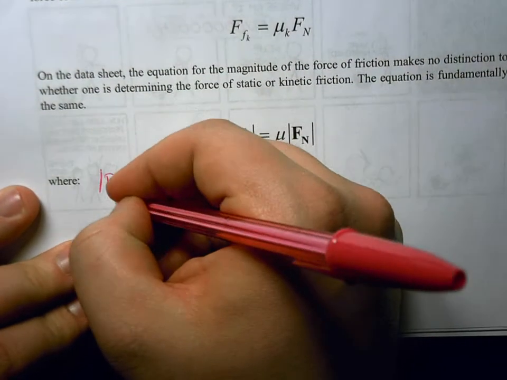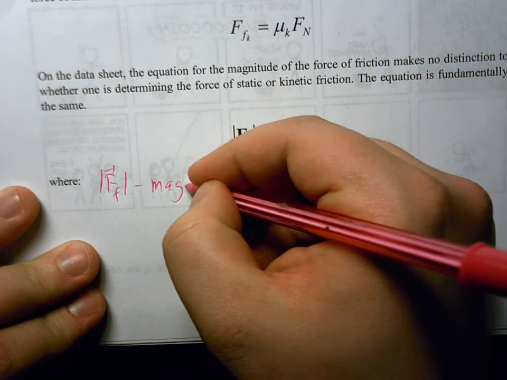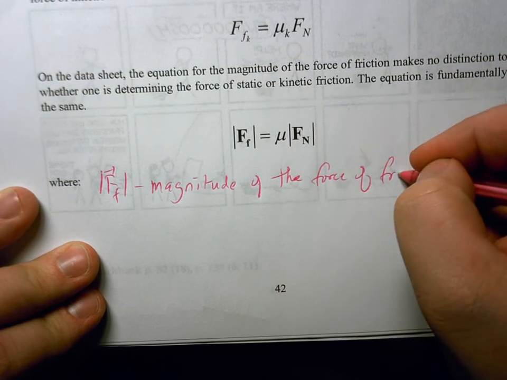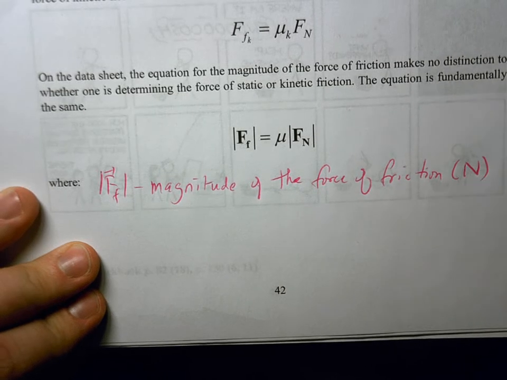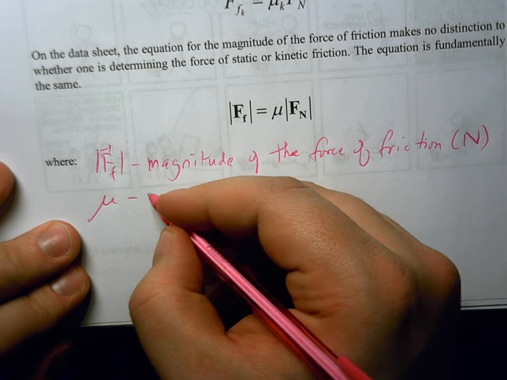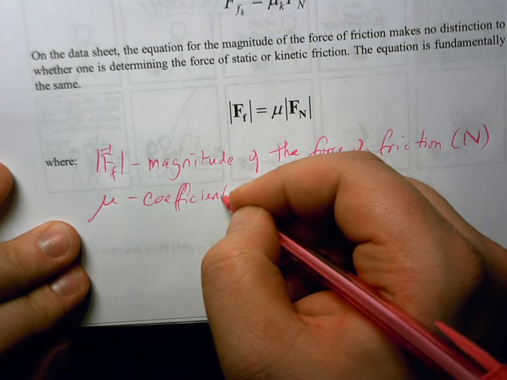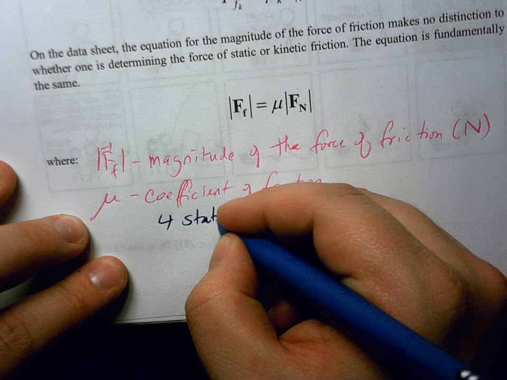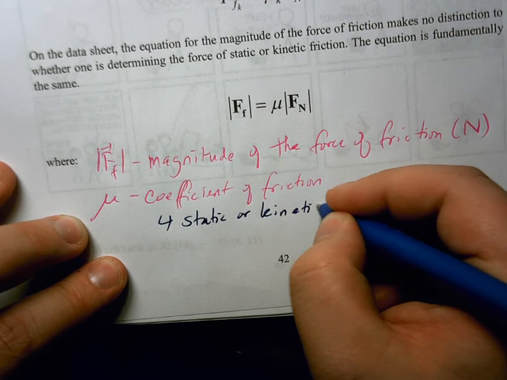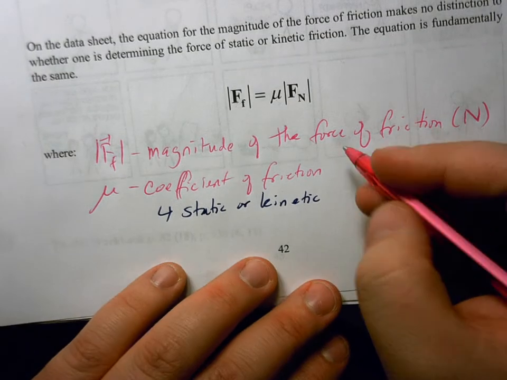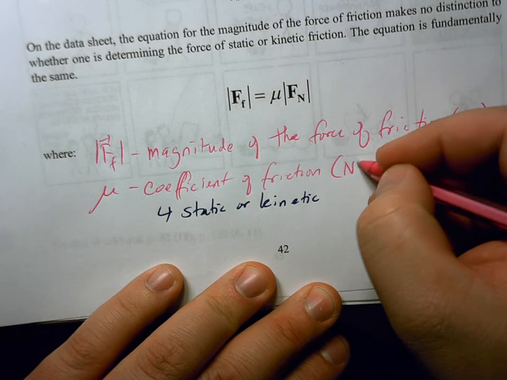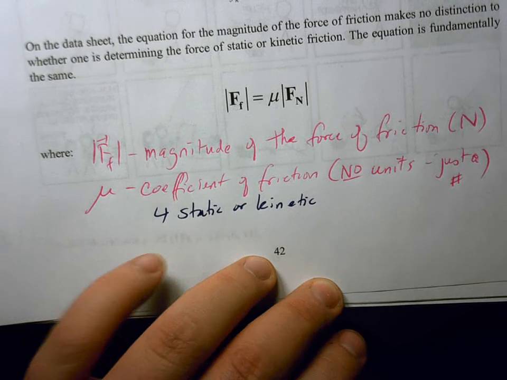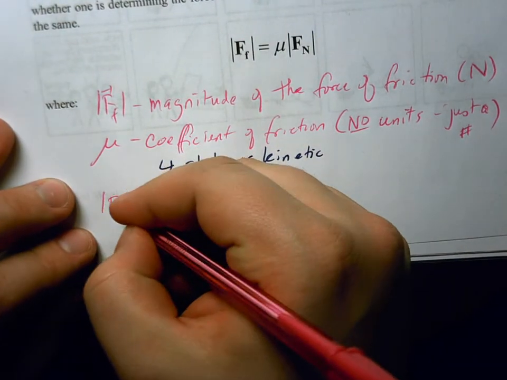So we have the magnitude of the force of friction, FF, and that will be in newtons. We have this mu, so this is the coefficient of friction. So I'm just going to mark here static or kinetic. And the coefficient of friction is what we call a dimensionless number, or it has no units. So it's just a number. And then lastly, we have this magnitude of the normal force.